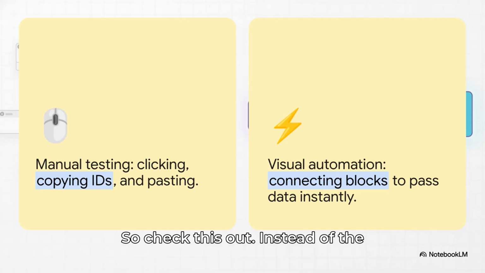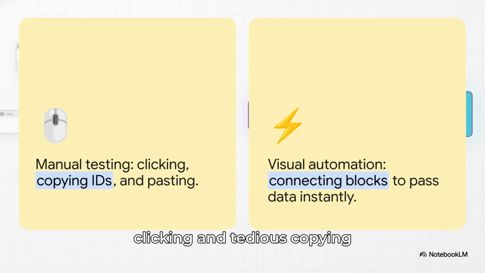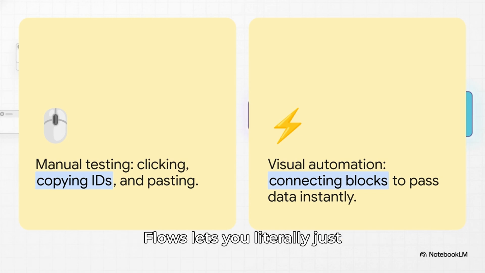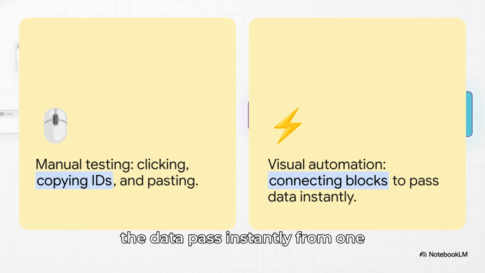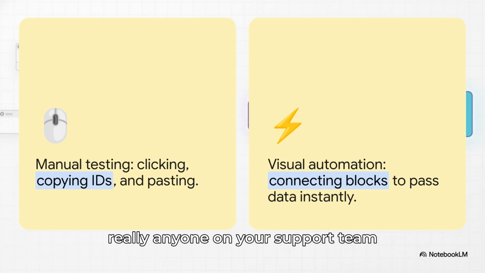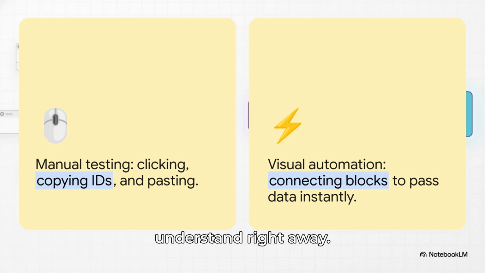So check this out. Instead of the old way, the manual clicking and tedious copying of IDs, visual automation in Postman flows lets you literally just connect blocks on a canvas. It's like a giant puzzle. You watch the data pass instantly from one block to the next. Instead of writing scripts to parse JSON, you're just snapping these visual blocks together. It totally turns an abstract codebase into this tangible blueprint that really anyone on your support team can just look at and understand right away.